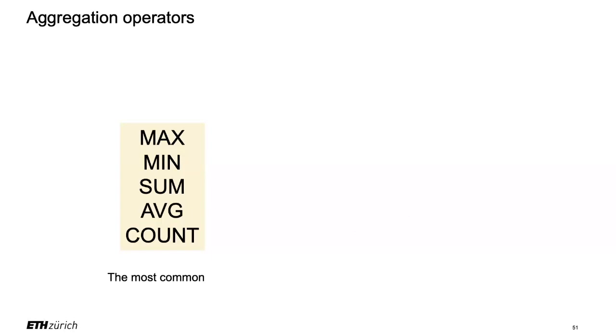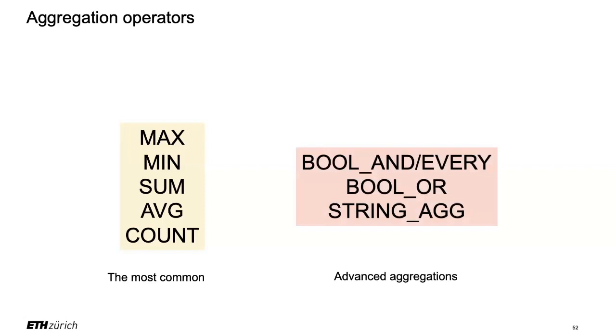Sum, average, you typically need numbers. Max, mean, anything that's sortable, like strings would also support max and mean. And count, anything. You can count anything you want, okay? But there are others. They are just less well known. There's a full list, it's called aggregation functions, and you will find them in the documentation. You can aggregate Booleans with an AND or an every. You can aggregate Booleans with an OR. You can aggregate strings. So you have all of the strings and you concatenate them to a big string with string agg, right? So these are the advanced ones, but really the ones that people use all the time is max, mean, sum, average, count.